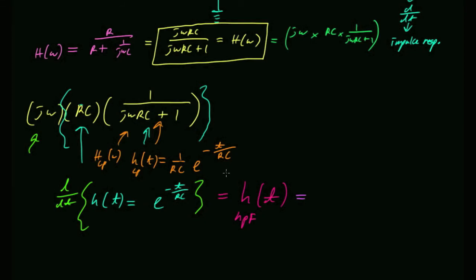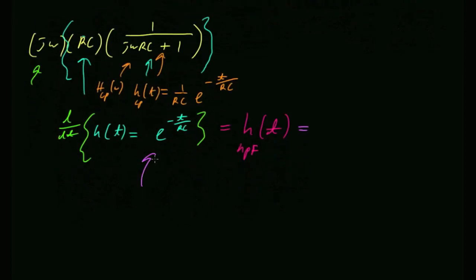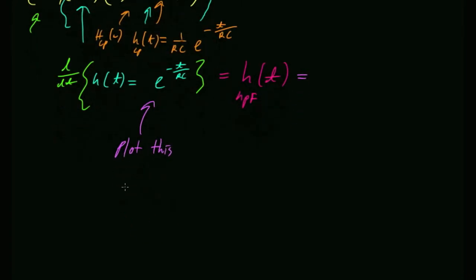Plot it. E to the minus t over RC looks like that, doesn't it? Worry about an impulse? Yes. You have to not just take the derivative of this part, which is easy, but when you take your derivative, you've also got to realize that at t equals 0, there's an impulse, right? You've got to take that into account. Otherwise, it won't work out.